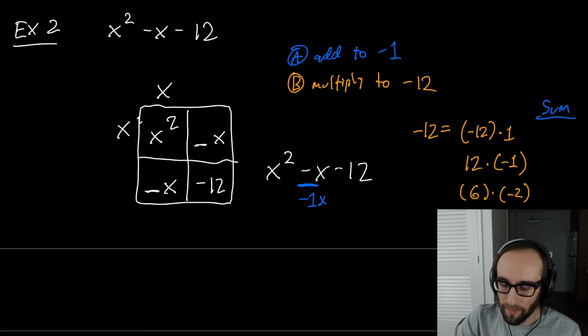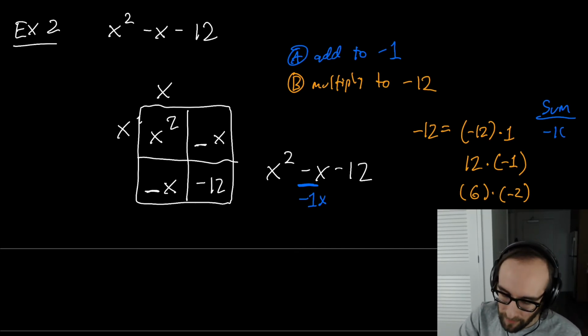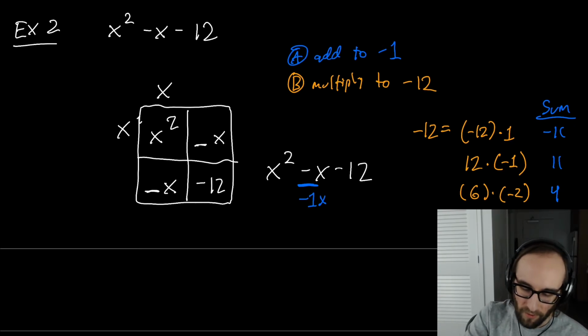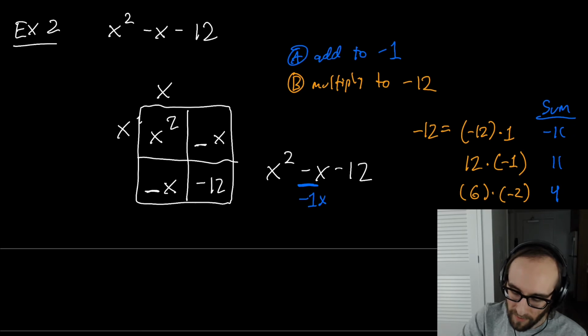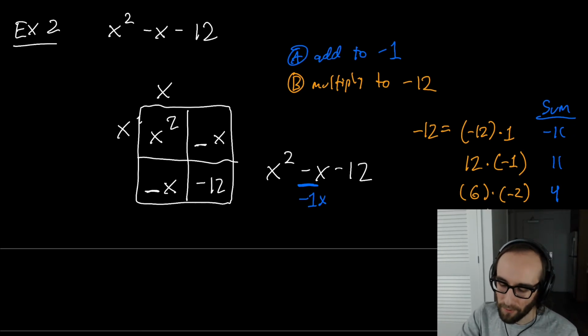Well, -12 and 1, the sum we end up with is -11, so that's not the case. They add to -1. 12 and -1, we get 11. 6 and -2 gives us 4. Oops, I wrote the same exact factors here. We would have -6 and 2. -6 times 2. Okay, so -6 and 2. When we add those up, we get -4. 3 and -4 give us -1.